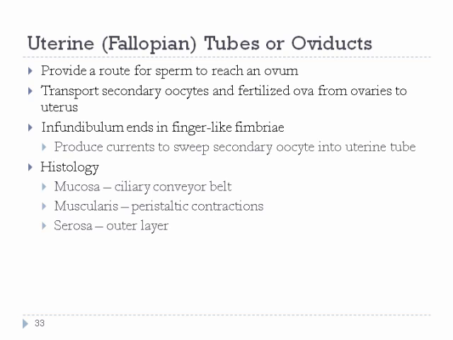So once ovulation occurs, the oocyte with the corona radiata is released into the uterine tube or fallopian tube or oviduct, and that's going to provide a route to get it to the uterus and for the sperm to get up to that egg.